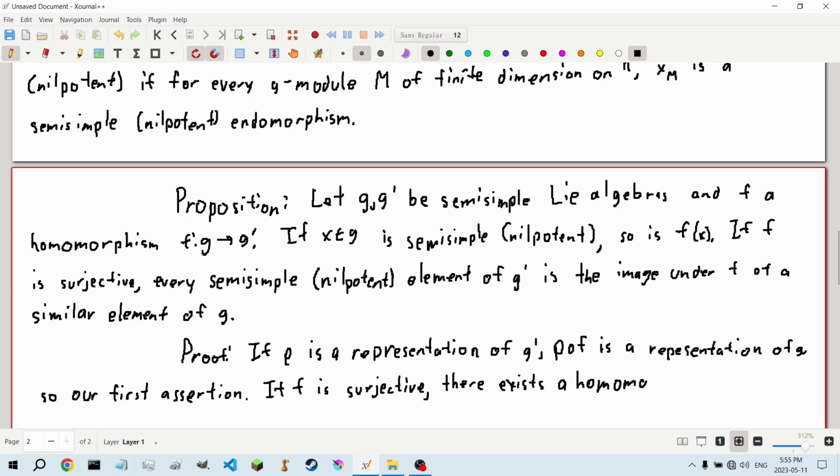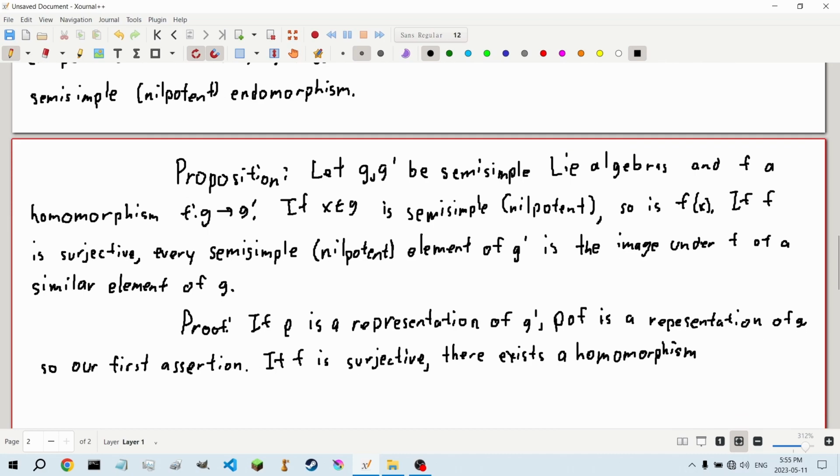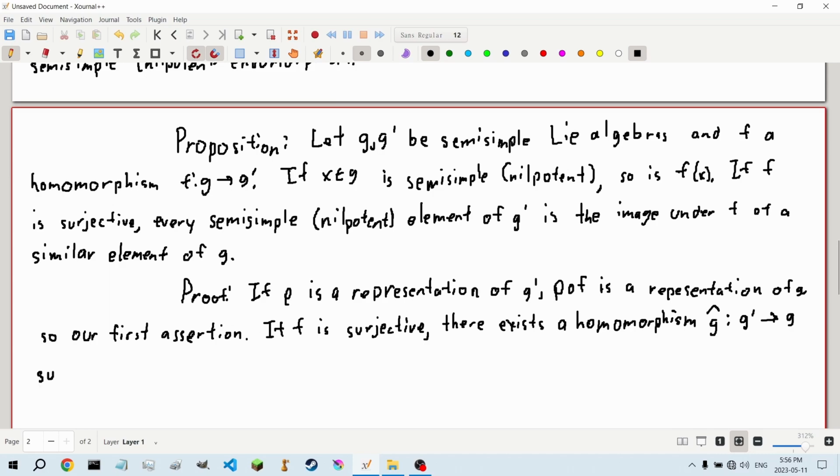I don't know why they're so obsessed with using the same letters for different things. I'm going to call it G hat, of G prime, and it's going to send G prime into G such that the composition of F with G hat is the identity of G prime. And so our second assertion, since we can just send everything over back to G and get it back.